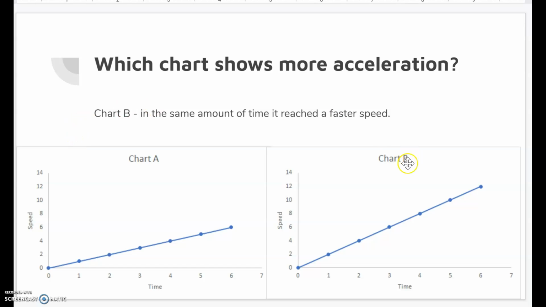So the answer is that chart B has more acceleration because in the same amount of time it reached a faster speed. As you can see, it reached a speed of 12 in 6 seconds, which is twice as fast as this one where it only reached a speed of 6.